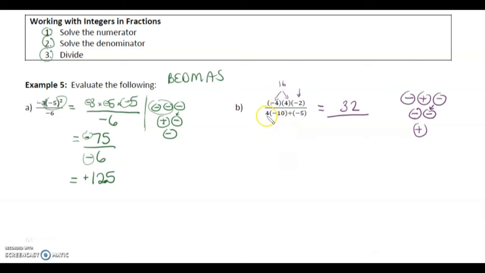Okay, and in the denominator, 4 times -10, we get -40 divided by -5. Well, -40 divided by -5 is going to be 8. And if we look at all of the signs in the denominator, again, we have a positive, a negative, and a negative. So positive and negative yields a negative. Bring that down, and we're going to get a positive. So 32 divided by 8, our answer is going to be 4. Okay, and that's going to be positive.